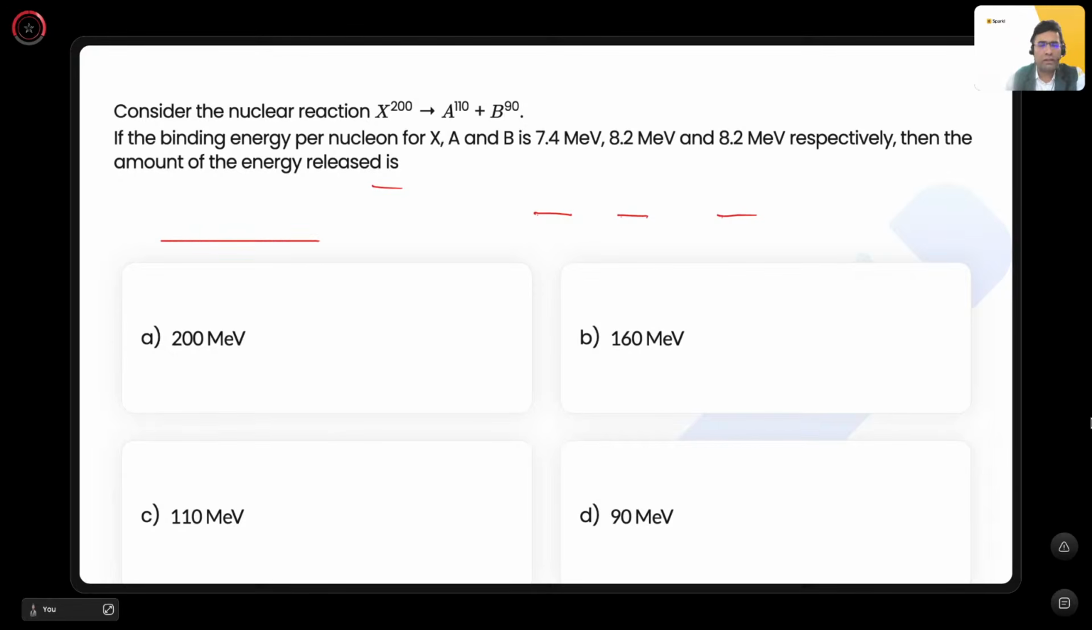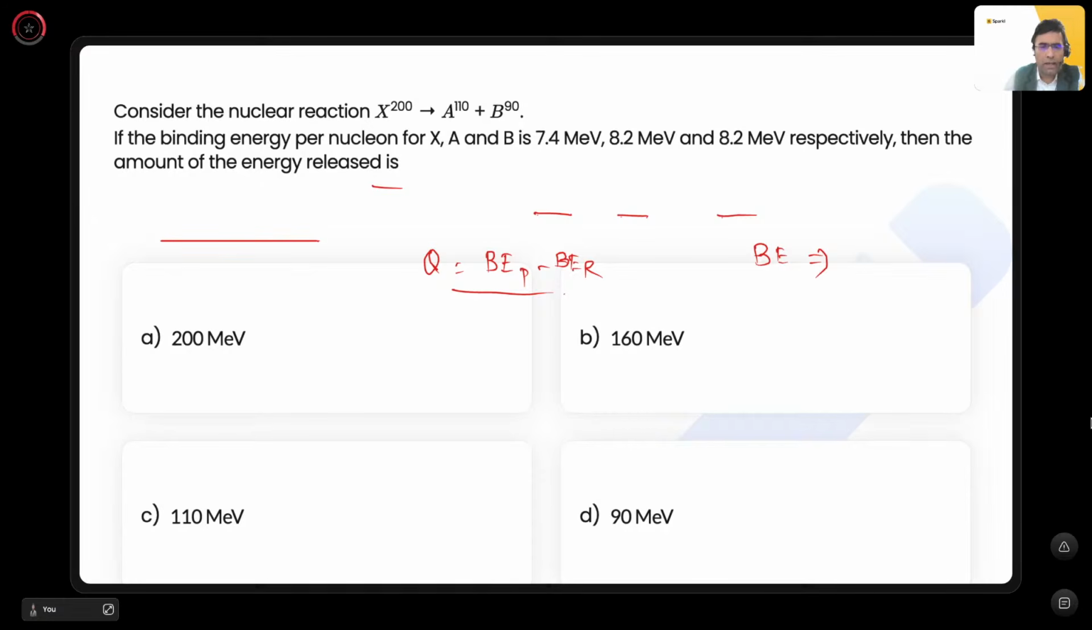So the amount of energy released will be equal to what? Binding energy of products minus binding energy of the reactants. So this is our formula, this is our approach. So we just have to put the values over here. And binding energy is how much? This is binding energy per nucleon, so number of nucleons into the binding energy per nucleon, right?